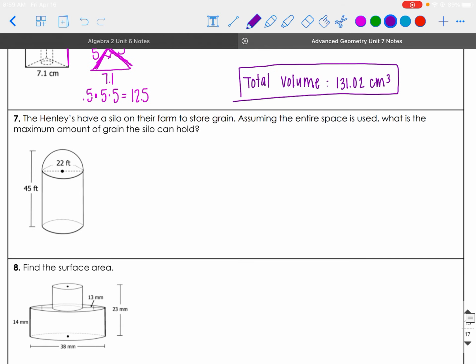All right, number 7. The Henleys have a silo on their farm to store grain. Assuming the entire space is used, what is the maximum amount of grain the silo can hold? So if we're putting grain inside of it, that's going to be volume. So we have a cylinder and a hemisphere. Why don't you pause the video and see if you can find the total volume.